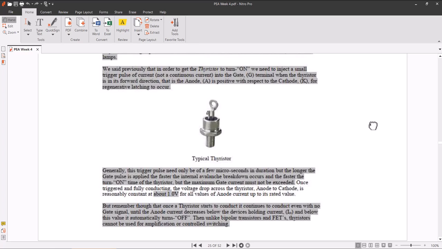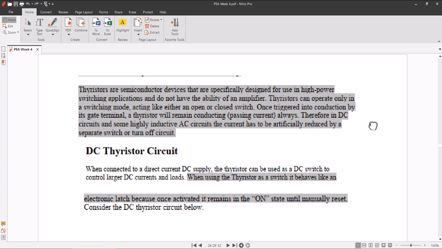But remember, once a thyristor starts to conduct, it continues to conduct even with no gate signal until the anode current decreases below the device's holding current. यानी आपका holding current से नीचे अगर आ गया फिर इसने बंद हो जाना है. And below this value it automatically turns off. Then, unlike bipolar transistors and FETs, a thyristor cannot be used for amplification or control switching.